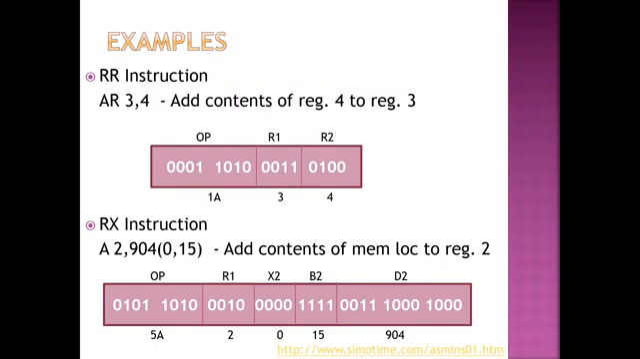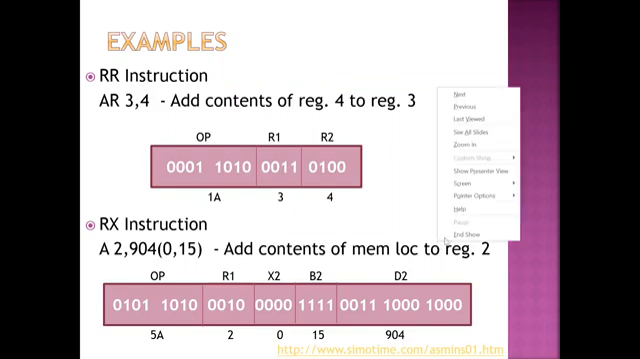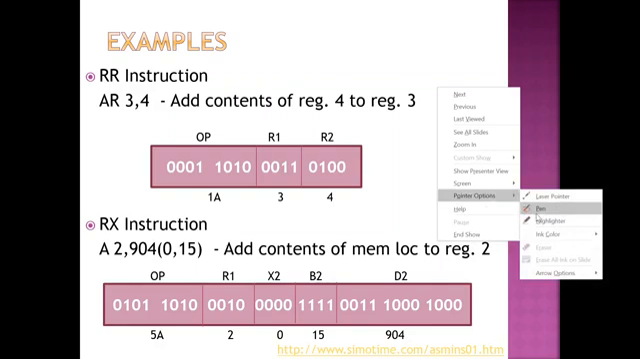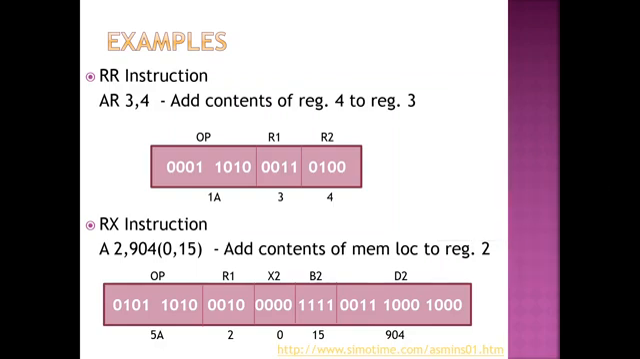Right. AR's opcode here is 1A. How do I know that? I have to go and see the opcode sheet. So AR's opcode here is 1A. What are the other registers I'm using? I'm using register 3, so the first register is register 3. The second register I'm using is register 4. Why R1 and R2 here? Because of operand 1 and operand 2. Operand 1 is the first register, operand 2 is the second register. But in this case, operand 1 is the first register and operand 2 is a memory location. So a memory location has these components.